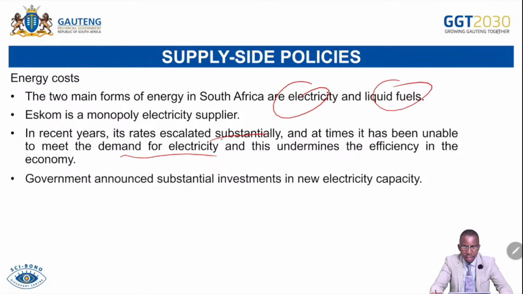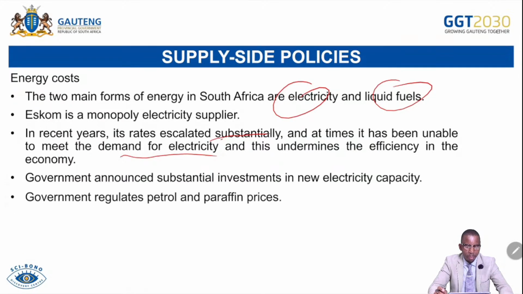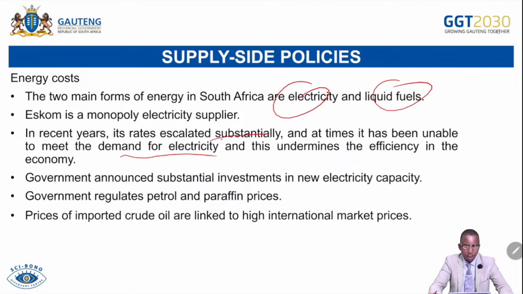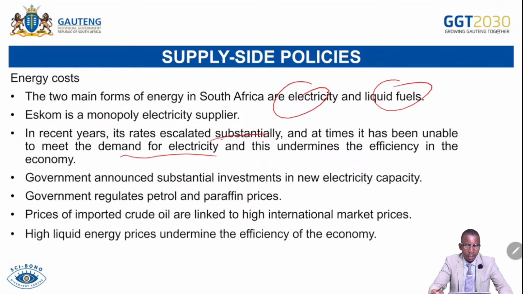Government announced substantial investment in new electricity capacity. Government regulates petrol and paraffin prices in South Africa. Prices of imported crude oil are linked to high international market prices. High liquid energy prices undermine efficiency in the economy. If petrol or fuel is too expensive, that makes it difficult because it can even result in less demand for goods and services, because people will be spending more money on fuel and less money on other goods and services.